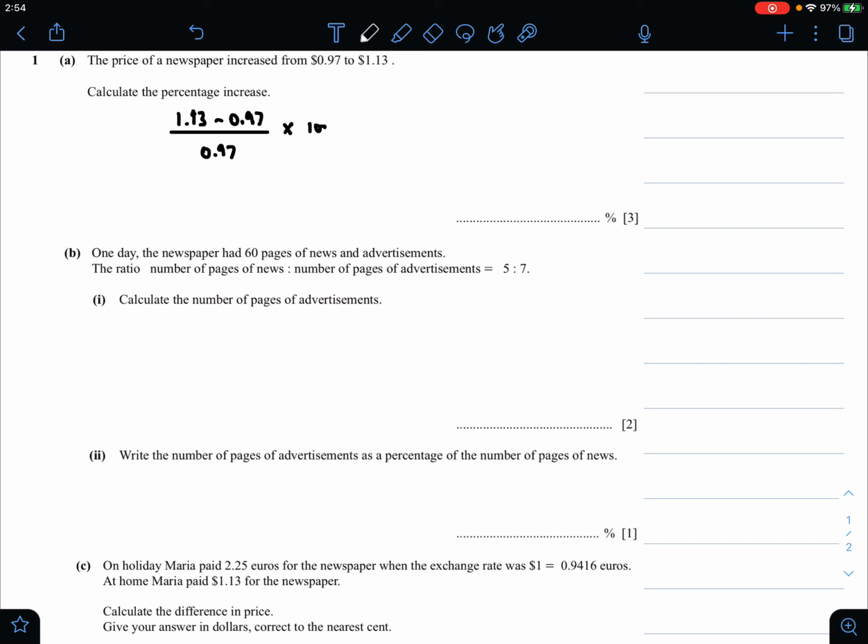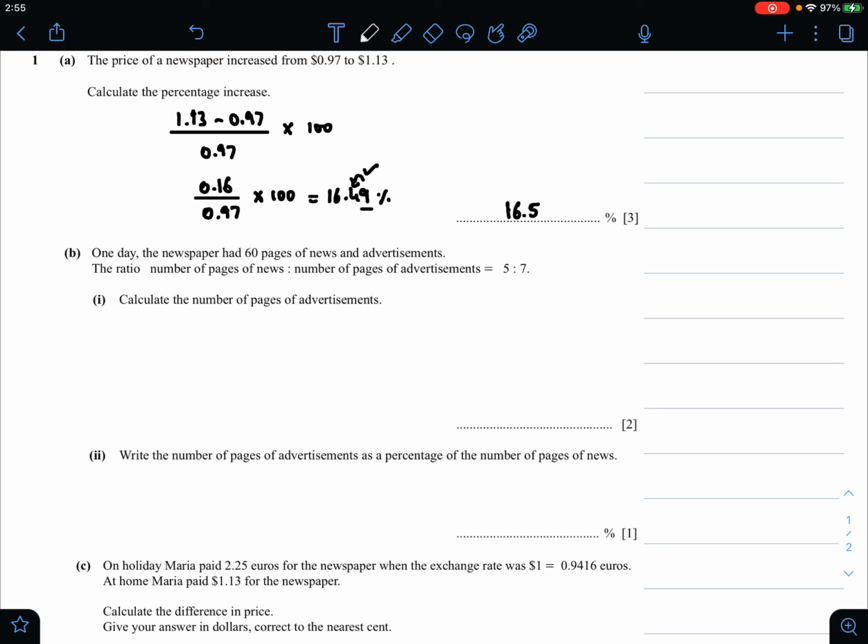multiplied by 100. So it would be 0.16 divided by 0.97 multiplied by 100, and therefore your final answer for part A would be 0.16 divided by 0.97, which is 0.1649, and if you multiply this by 100 you will get your final answer as 16.49%. And since you need to give your answer in 3 significant figures, your final answer will be 16.5%, because the fourth significant figure, which is 9 in this case, is greater than or equal to 5, so it will round off the third significant number to the next number.